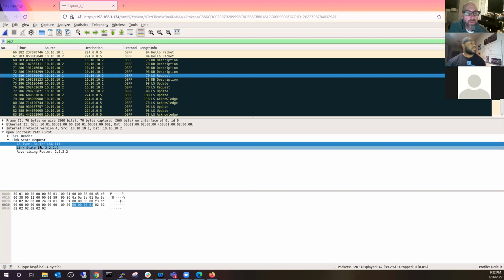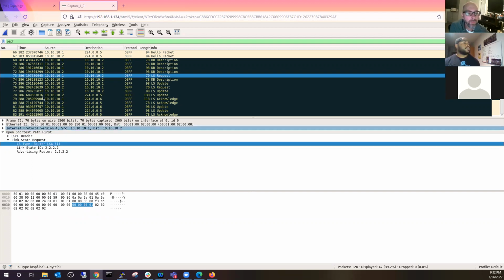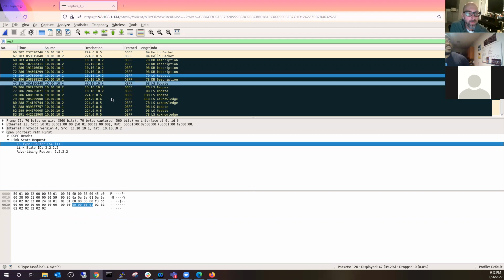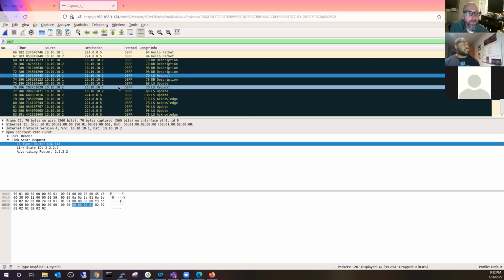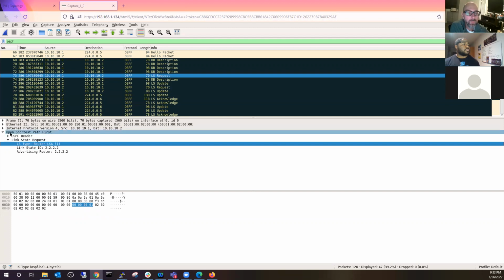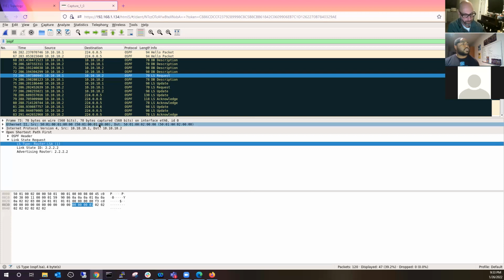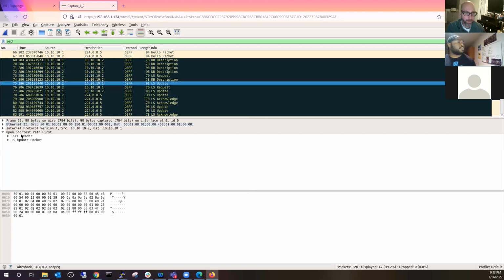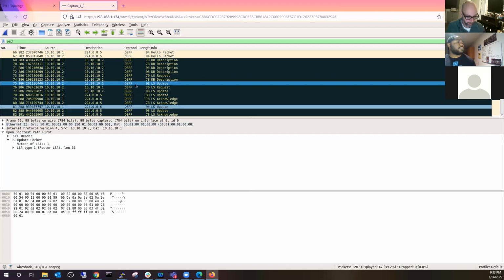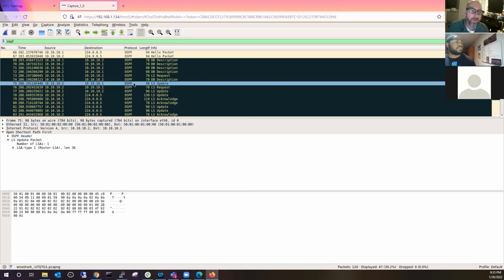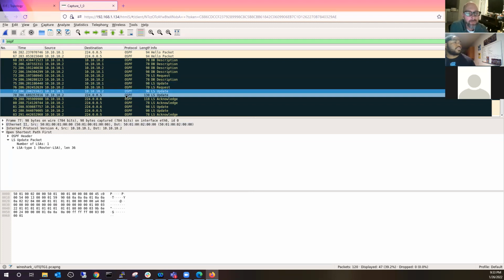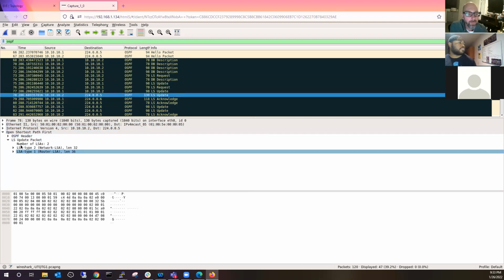So type 1 is your router LSA. And that's basically going to tell you the identification. That's going to identify the routers within that given area. Then you have a type 2 LSA, which is your network. And what you're going to be looking at there is the networks that are within that given area.